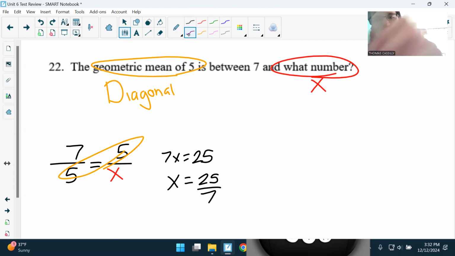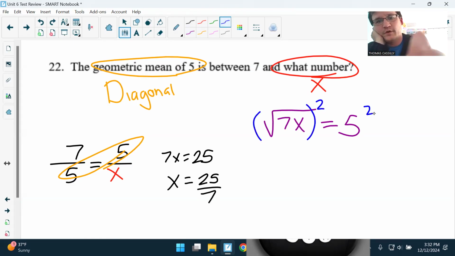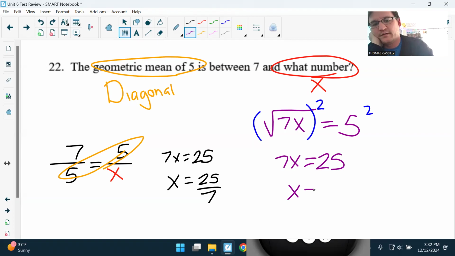All right. So what we're doing is we're saying the square root of 7x equals 5. Right? Well, how do we solve this one? We have to get rid of the square root. How do you get rid of a square root? Square both sides. So we have 7x equals 25. And then x equals 25 sevenths. Either one of those is going to get you there.